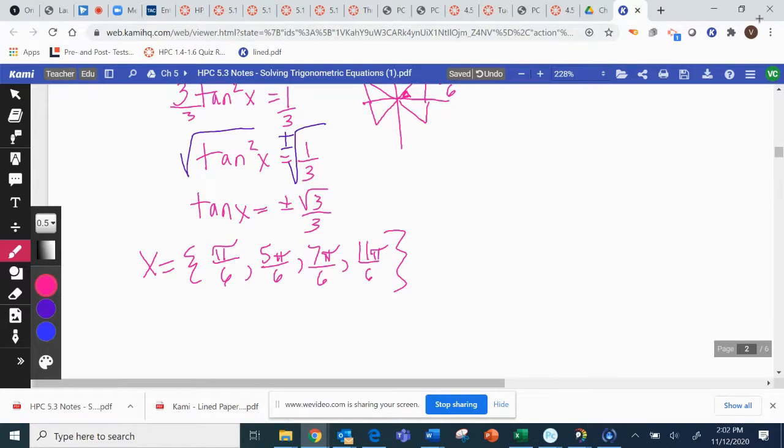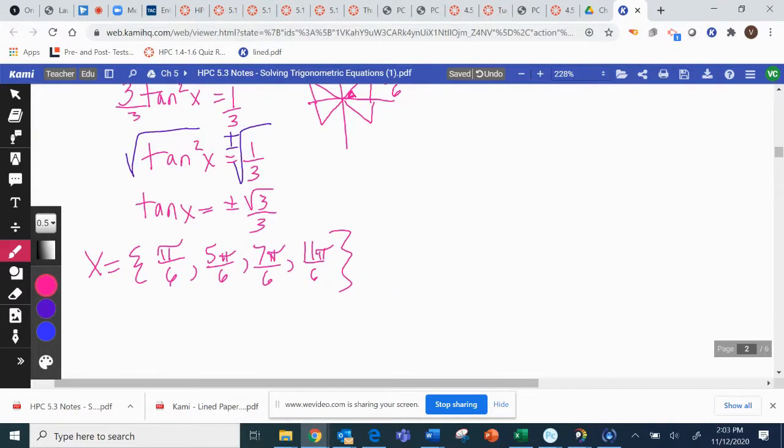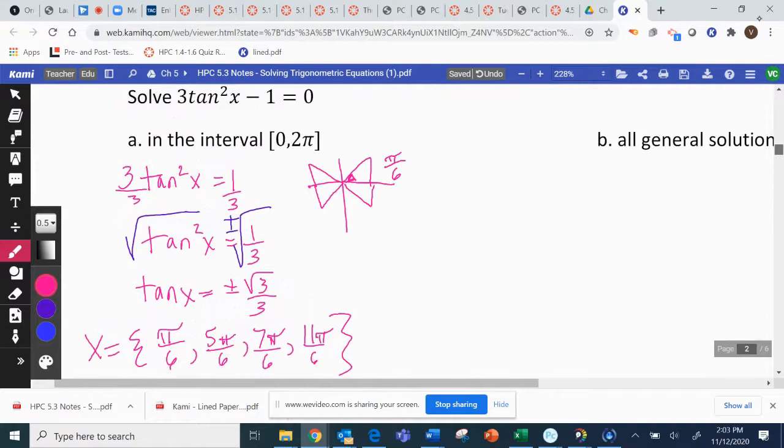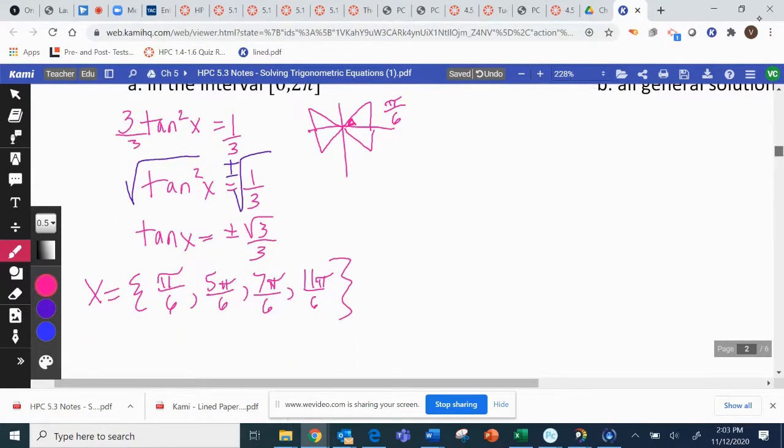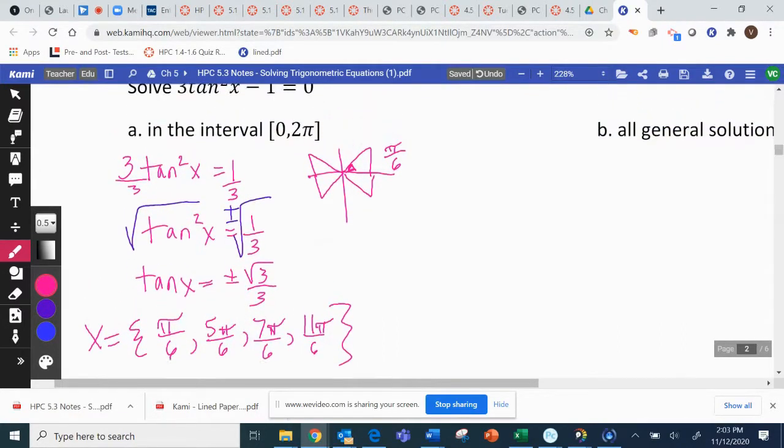So how do we do the general solutions for this? What is the period for tangent? It is pi. Period for tangent is pi. So over here, if I say pi over 6 is my first answer and I add pi, that will already give me my third answer.